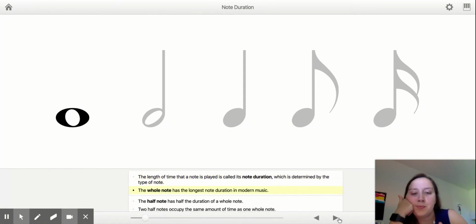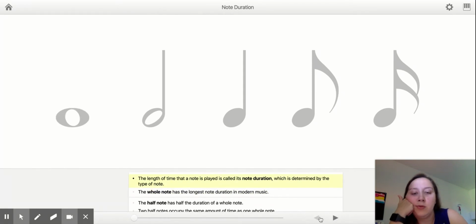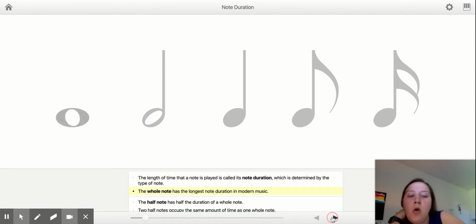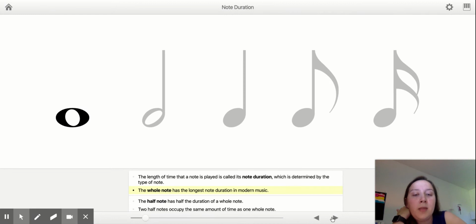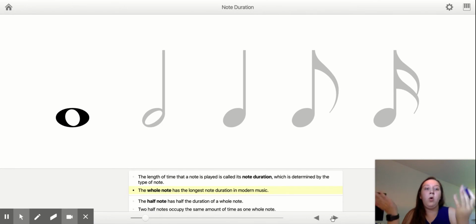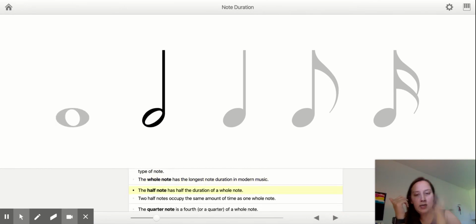So, actually, let me go back. So note duration is how long the notes are held. Duration just means length, so the amount of time that you would hold out the notes. So whole note has the longest duration. Sometimes you can have something longer than a whole note by tying different notes or things like that. So whole note, think about a whole, and then half note, you basically cut that in half.